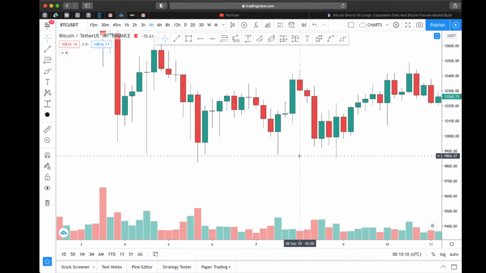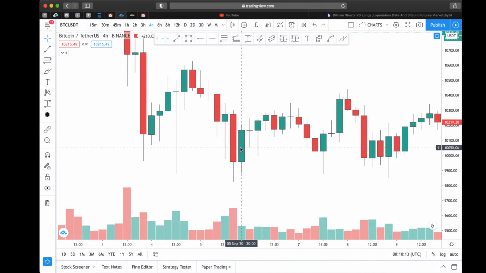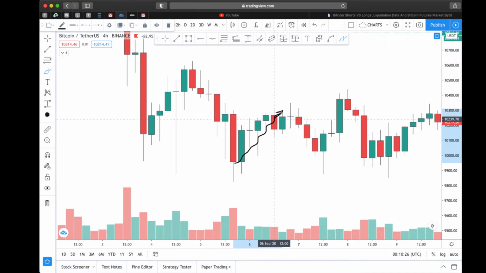This is an example of a piercing pattern. These two candles, you can see the red candle, but the green candle has covered more than 50% of the red candle, which represents a bullish reversal. When you see it, it means the trend is about to change to an uptrend.